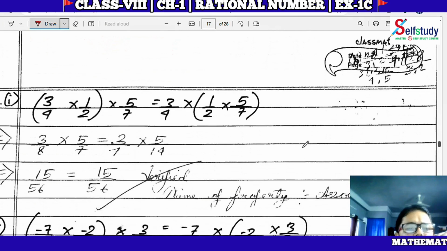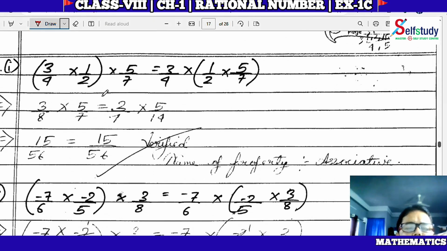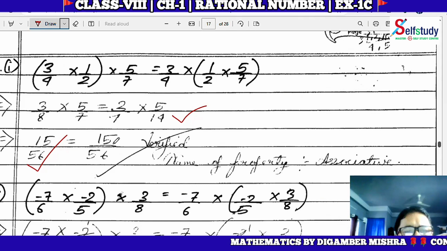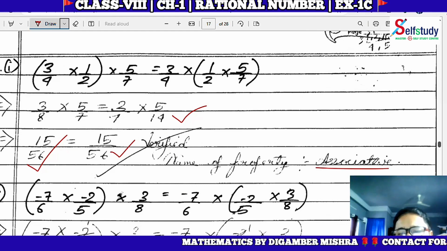Okay. The next one is 3 upon 4 into 1 upon 2 into 5 upon 7. So 3 upon 8 into 5 upon 7. So 3 1s are 3, 4 2s are 8, into 5 upon 7. It's coming 15 upon 56, right? On the right side we will multiply the bracket first. 5 1s are 5, 7 2s are 14. So 5 3s are 15 upon 14 4s are 56, right? So this is correct, and this is the associative property of multiplication.